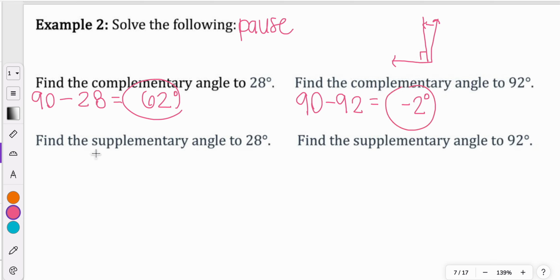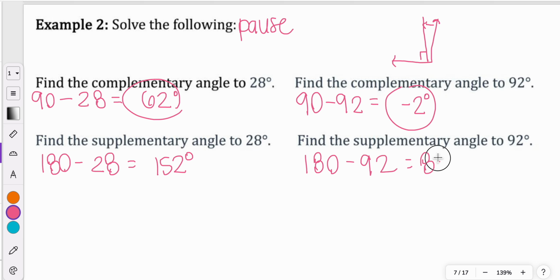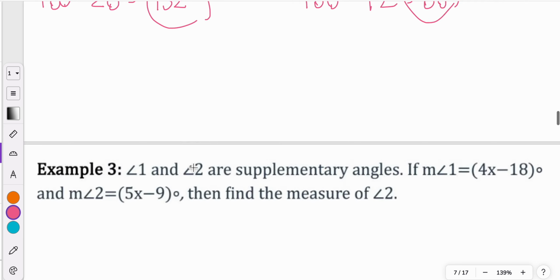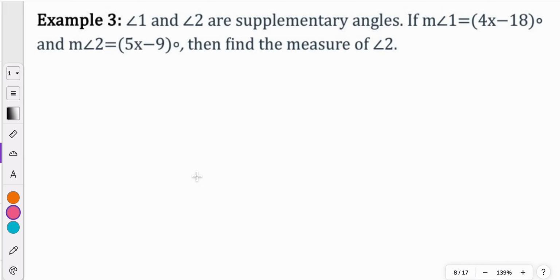The supplementary angle to 28, we start with 180 for that one. That's supplementary's total. Subtracting 28, we're going to get 152 degrees. And then the supplementary angle to 92, that's just 180 minus 92, we're going to get 88 degrees. Okay, how did you do? Example 3, that's flipping over your paper and then seeing what we try here.